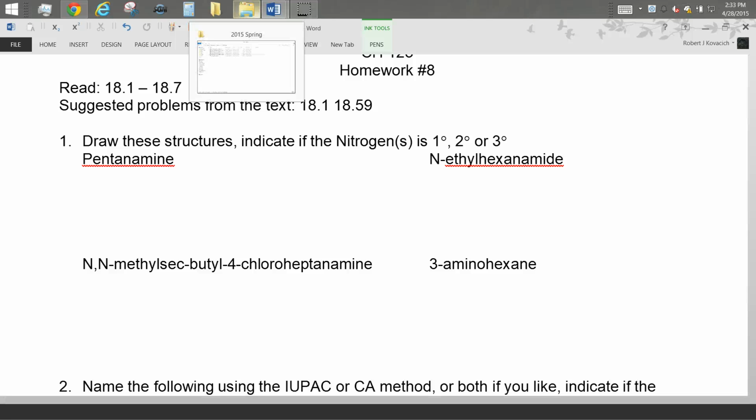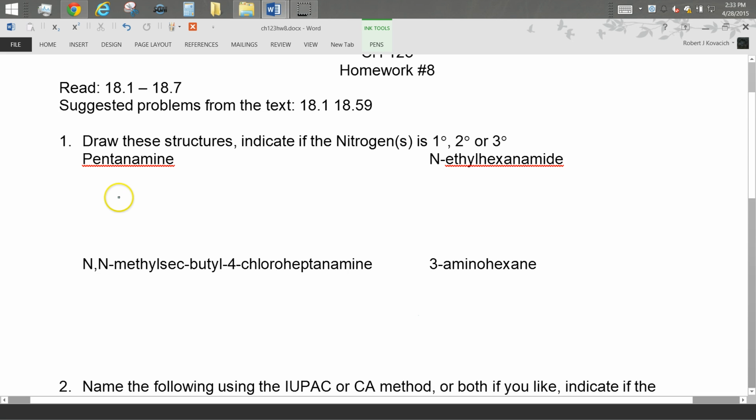Okay, this first one, we need 2, 3, 4, 5 carbons, and then an NH2. Is that okay? Is there another name we could give this?